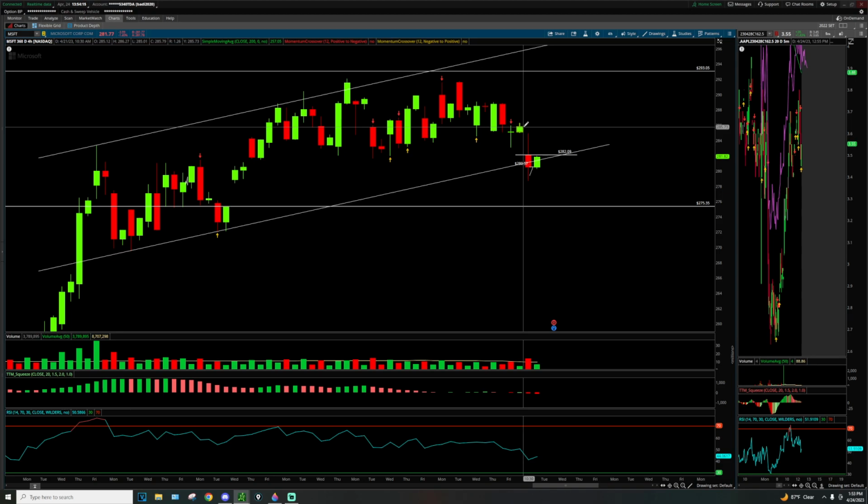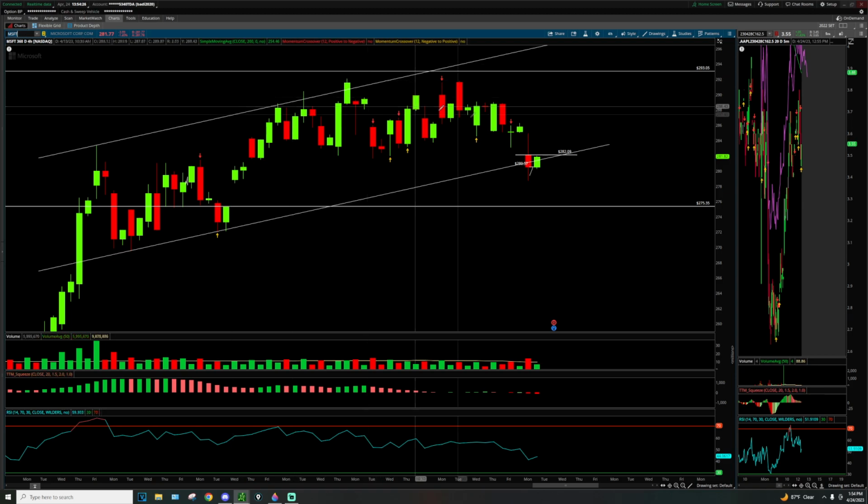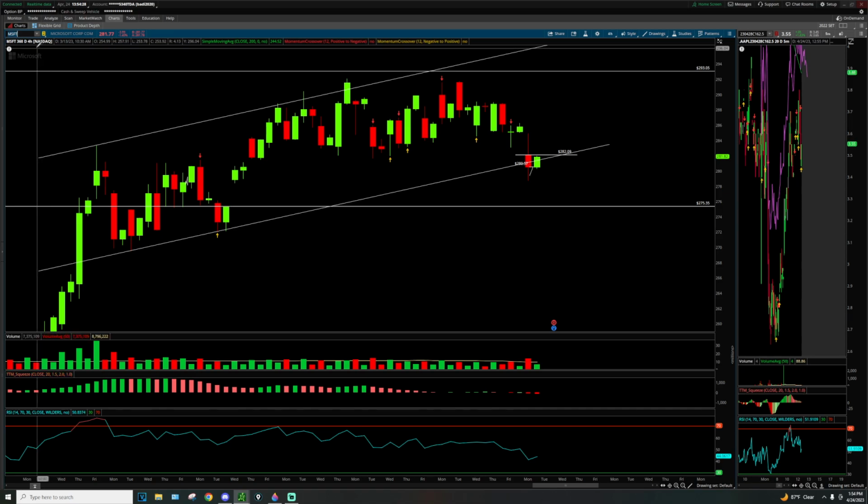Earnings is tomorrow after the closing session, but we believe that Microsoft will rally before earnings and going into earnings. So I will be keeping an eye out for Microsoft to push the market higher going into tomorrow's trading session, since it is a major market mover.